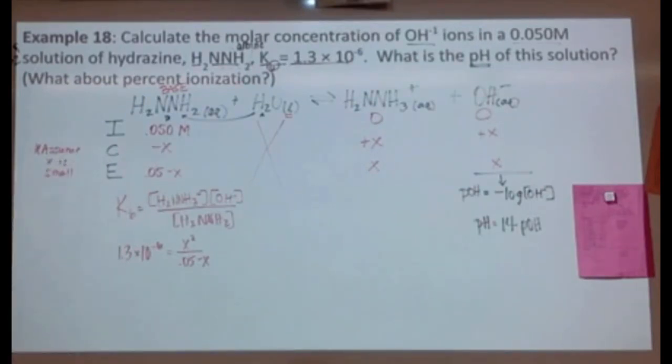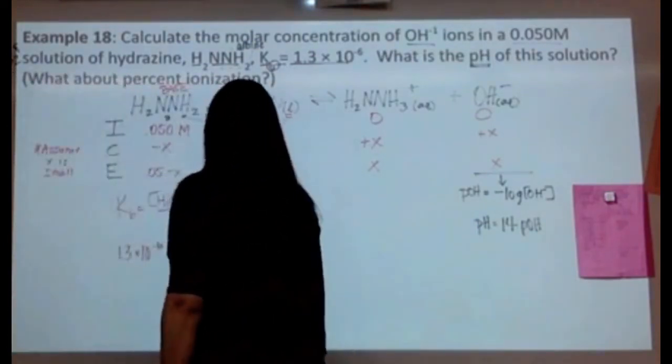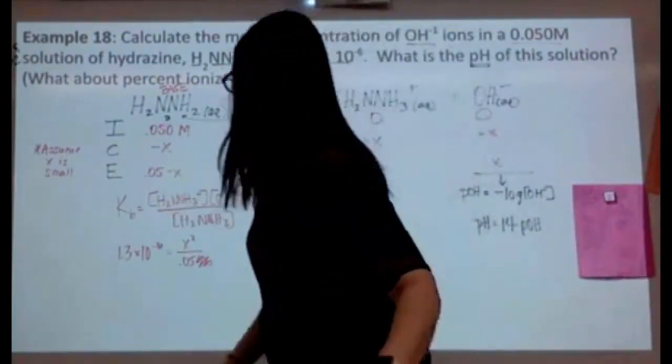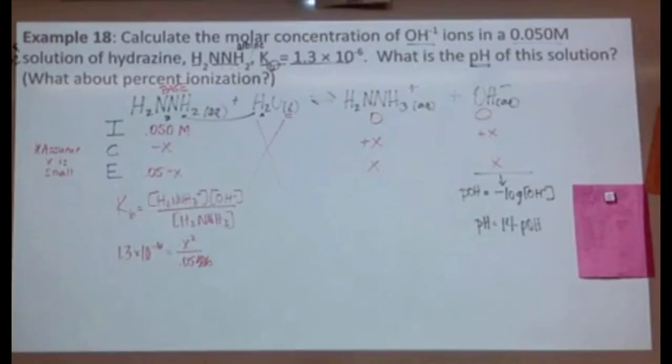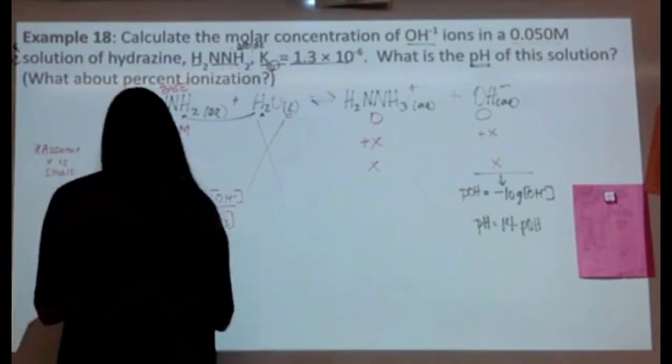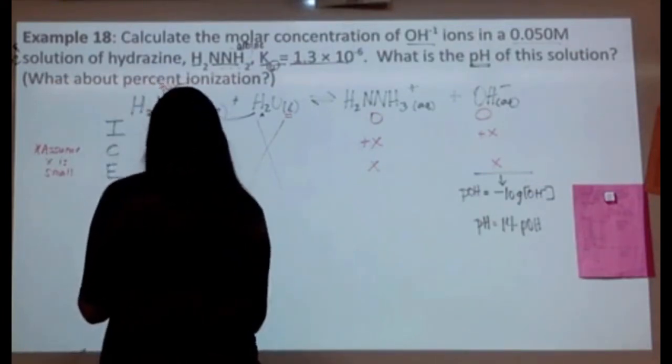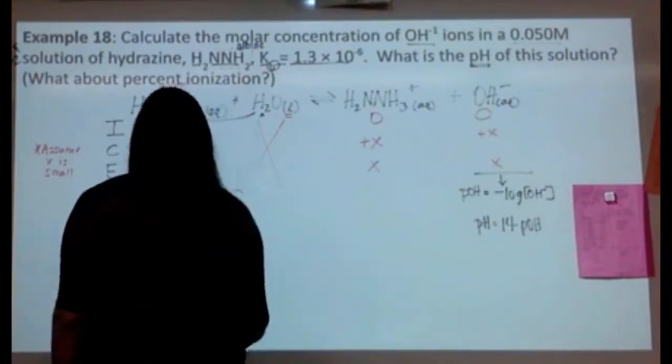You know, don't simplify, assume, because there are some great stories about when people assume X is small and they try to shorten assume. So when we assume X is small, that minus X gets ignored. So 1.3 e negative 6 times 0.05, you get 6.5 times 10 to the negative 8. You take the square root of that to solve for X, 2 sig figs, so 2.5 times 10 to the negative 4.